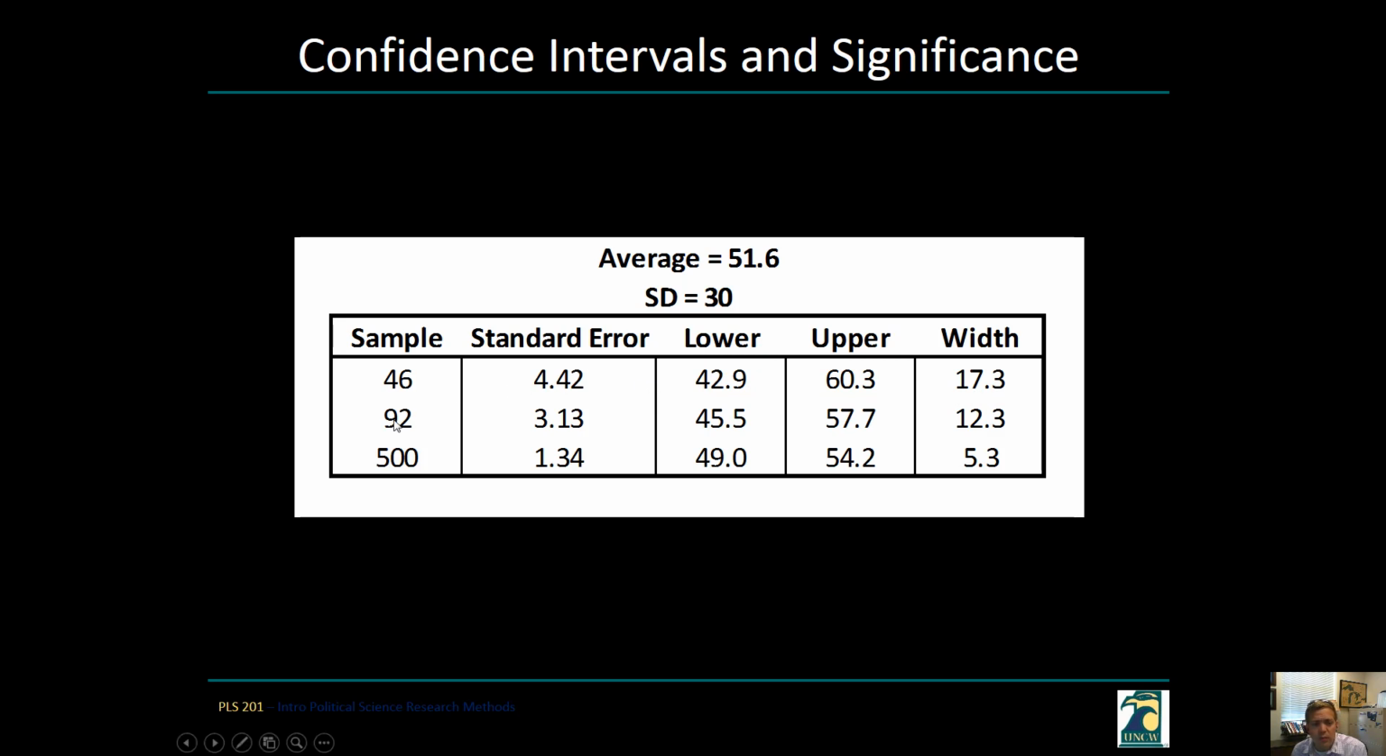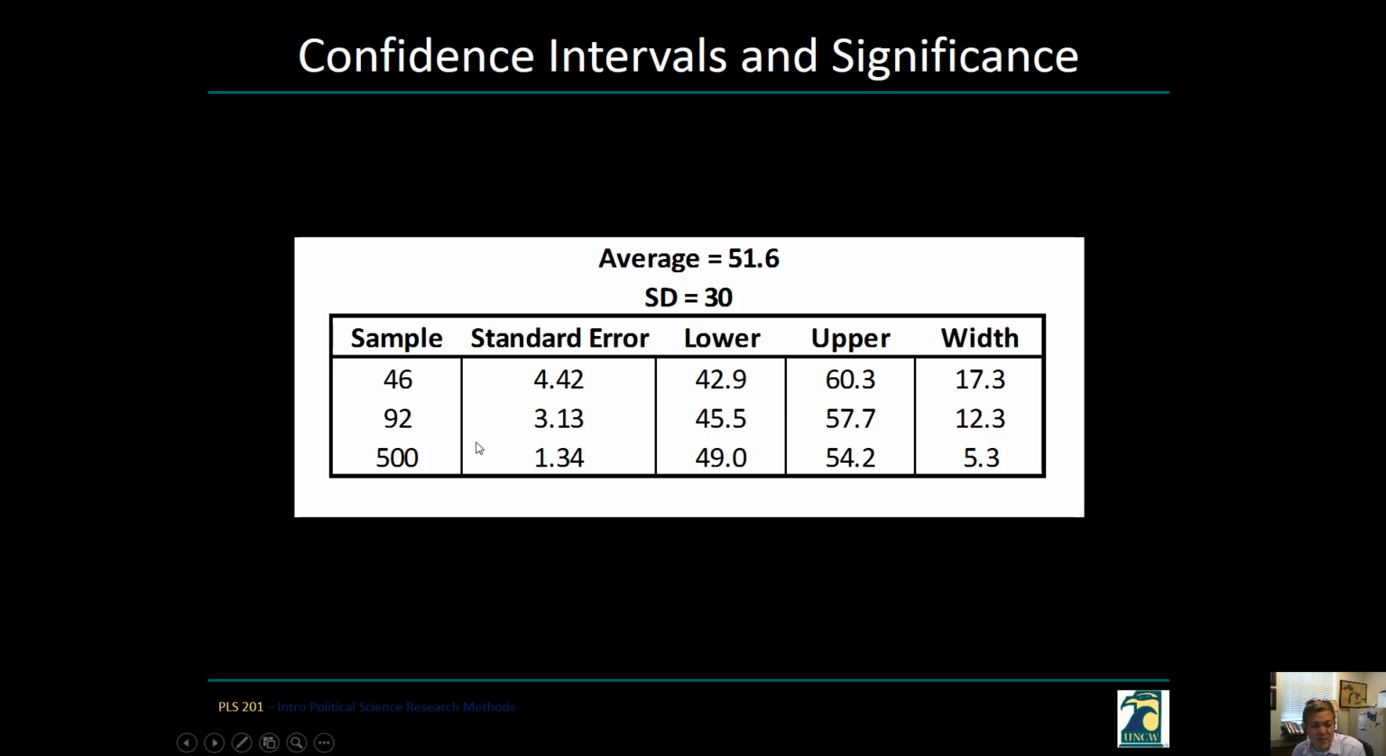If we were to double the sample to be 92, now notice the average is still the same. We can even say that the standard deviation is still the same, but the standard error starts to decrease because that sample is getting larger. Now, the confidence interval is between 45.5 and 57.7.